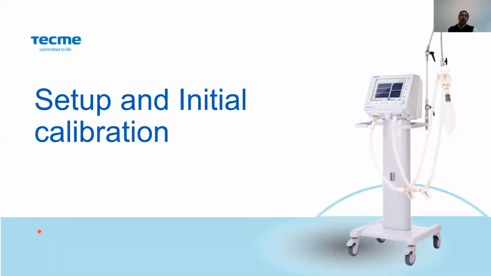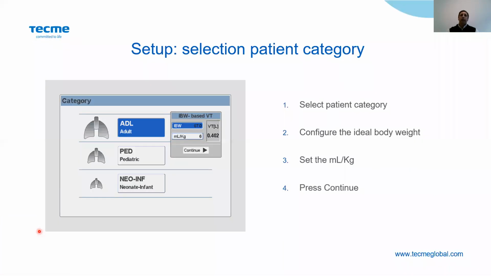Once we have set all the connections, electrical and pneumatic, we will be able to start the setup and the initial calibration. As soon as we turn on the machine, depending on the model, we are going to find the categories available in this model. In this example, I'm using the GraphNet Advanced, which has adult, pediatric, and neonate. So now I'm going to select between these three categories. As it is a touch screen, I can set by touching the screen or using the knob that is in the front panel.